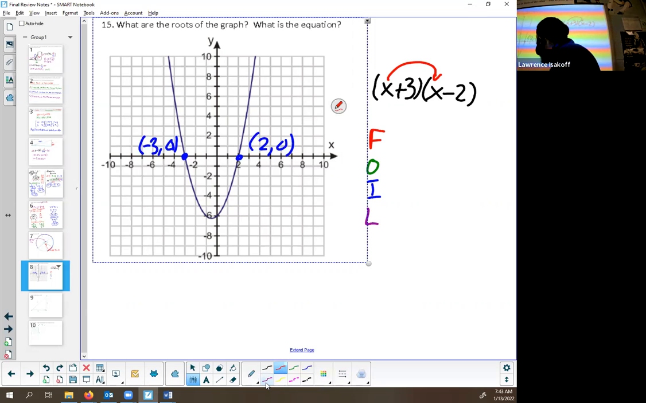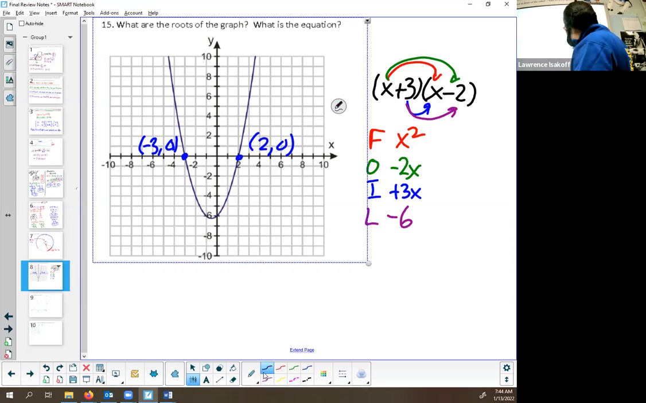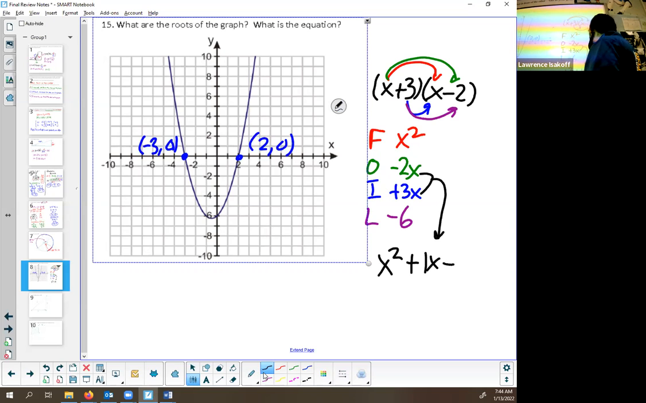So x times x, x squared. My outers, x times -2, -2x. My inners, 3 times x, it's a +3x. And then finally, my last, 3 times -2 is -6. Combine my outer and inner. So these are like terms, they'll get combined here. So it becomes x squared, -2 + 3 is a +1x -6. And that's it.